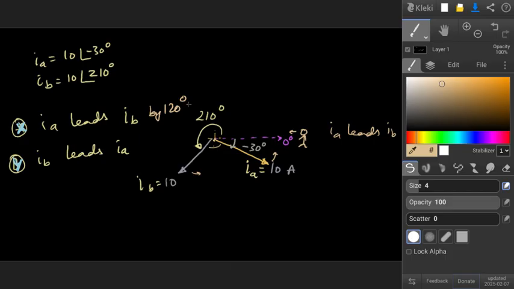Just to conclude, physically, as an electrical quantity, it will not happen, but what if I want to multiply IA with IB? How do you multiply these two numbers? You just multiply the magnitudes, 10 into 10 becomes 100, and add the angles. So 210 minus 30, what is it? 180 degrees.